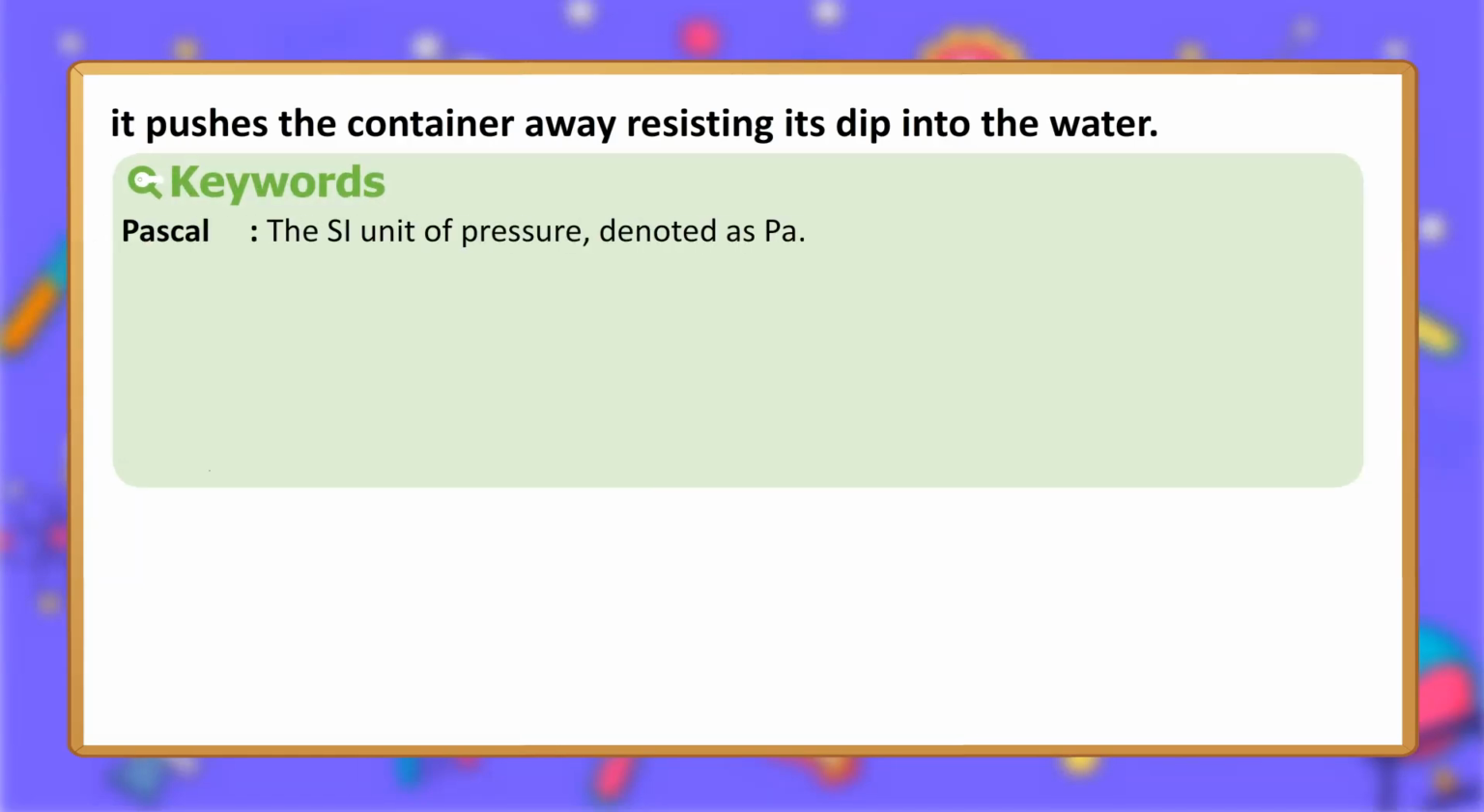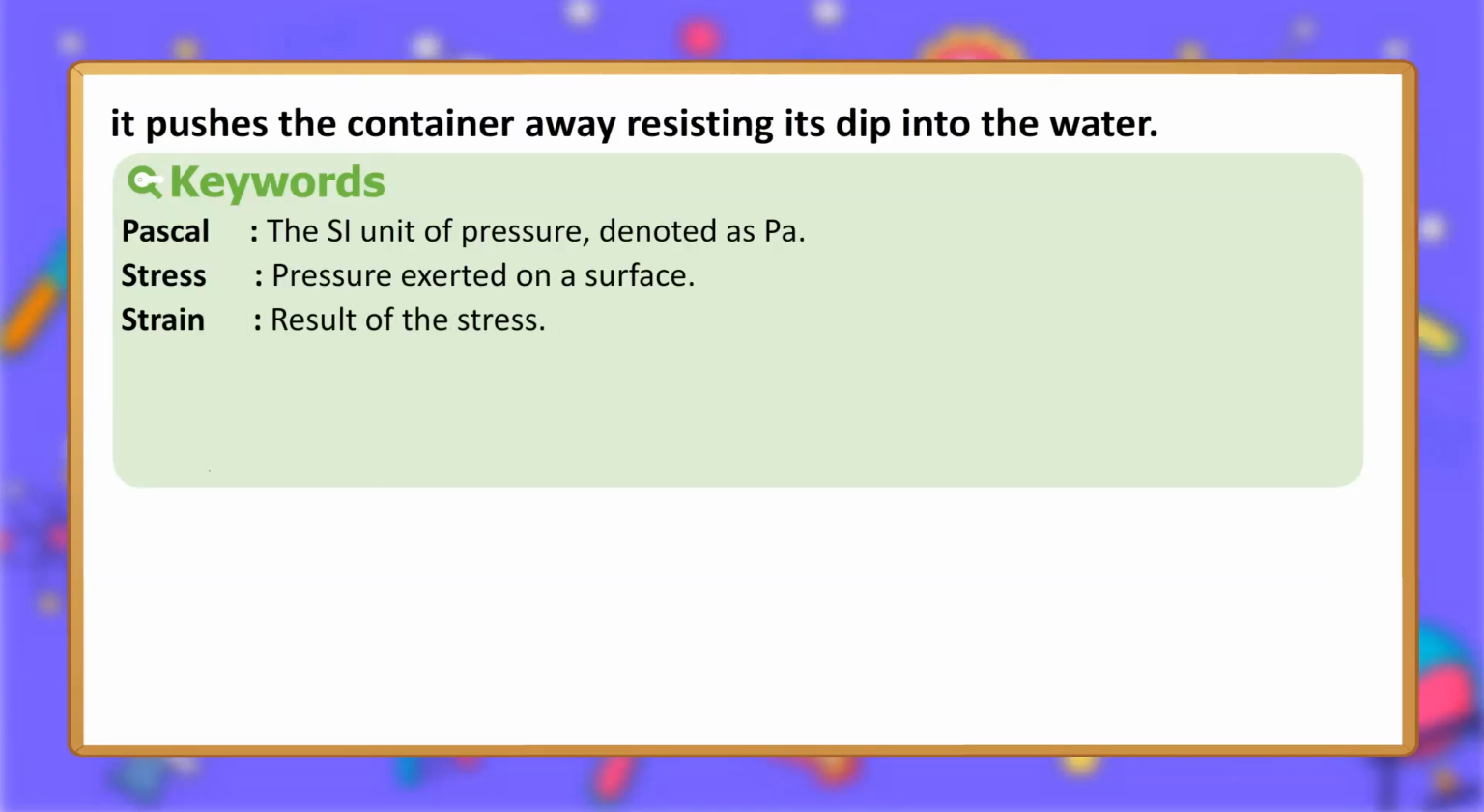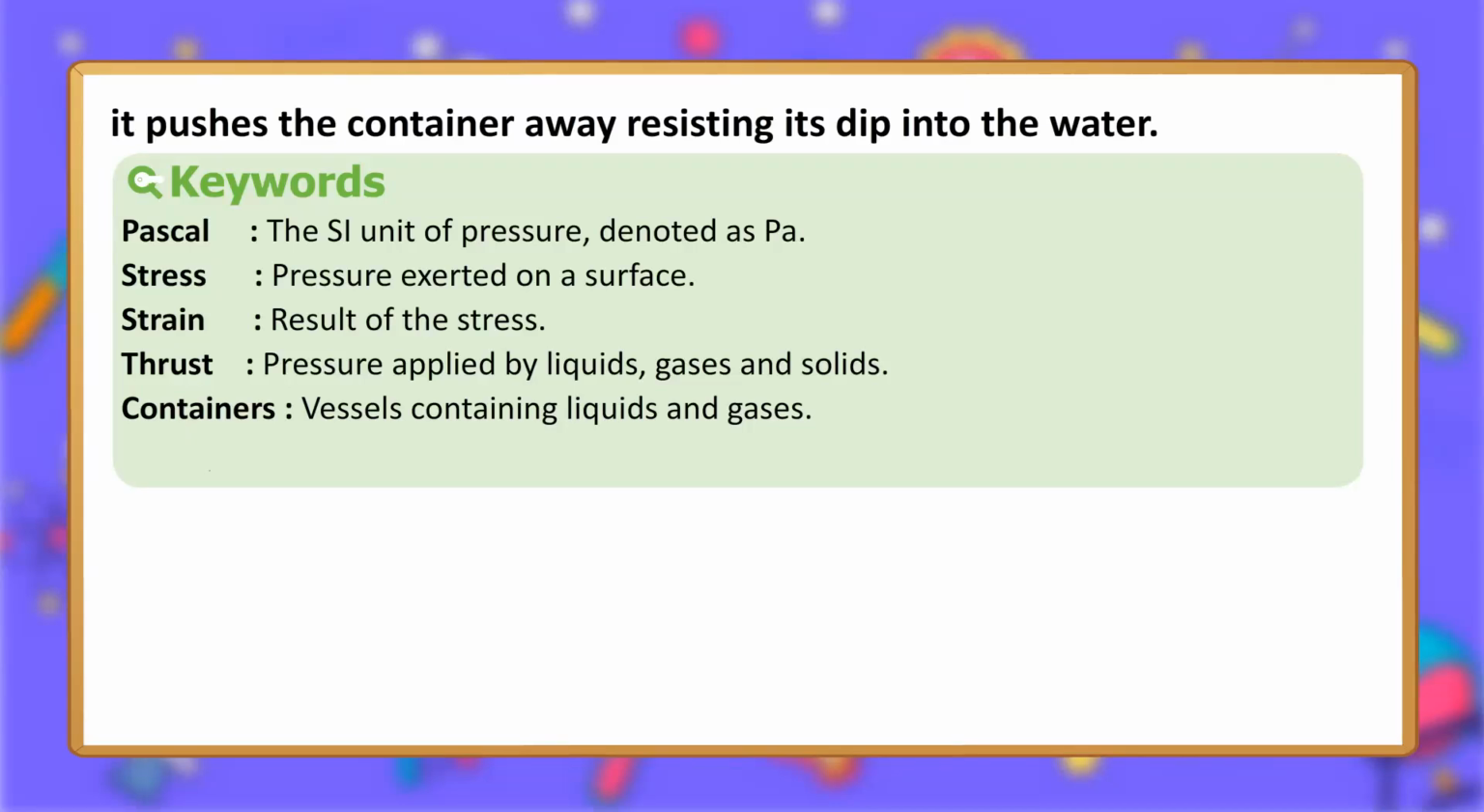Keywords. Pascal. The SI unit of pressure, denoted as bar. Stress. Pressure exerted on a surface. Strain. Result of the stress. Thrust. Pressure applied by liquids, gases and solids. Containers. Vessels containing liquids and gases. Siphon. A type of tube.